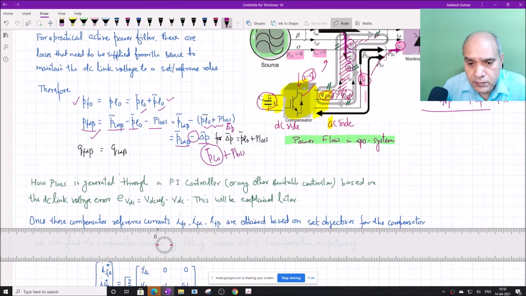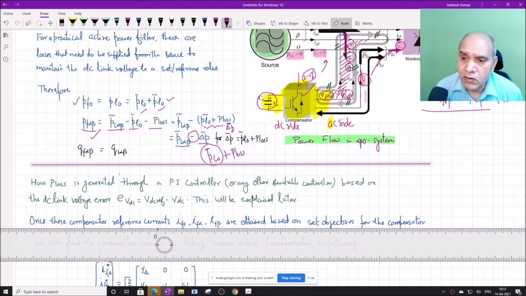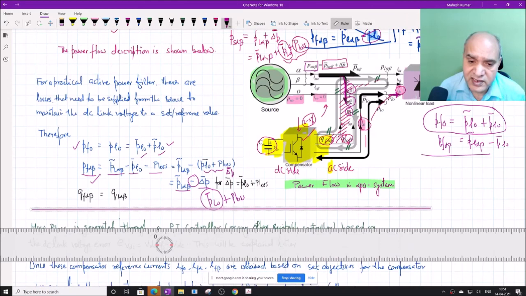So what did you learn today? The first thing we learned, that we have resolved the ABC into alpha beta as per the alpha beta zero transformation, and then using Akagi's theory of instantaneous reactive power, we set the objectives for the compensator in terms of the power, and those power components have been reflected in terms of the currents in order to compensate. Also, we understood the various power flows in the three-phase, four-wire compensated system. So in the next class, we will further translate these into the real ABC frame current components and see how these currents can be realized using the three-phase four-wire compensator.